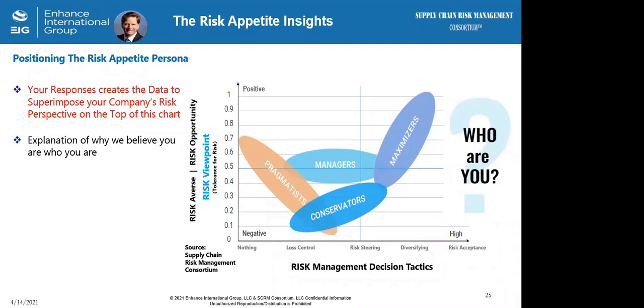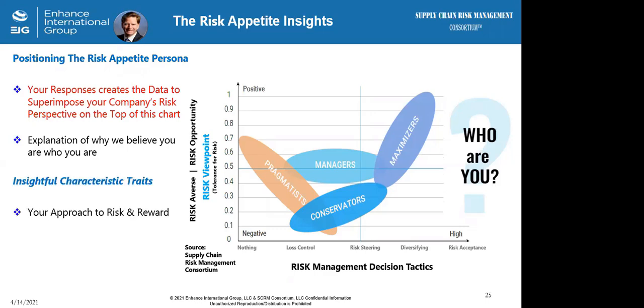And we will look at when there's alignment and misalignment in those responses. So the data actually creates the oval here using our algorithms, and that explanation on why we believe where you are is based on those responses given by the participants. And so gaining insight from all these stakeholders is critical in gaining the insight of what the organization's risk appetite is.